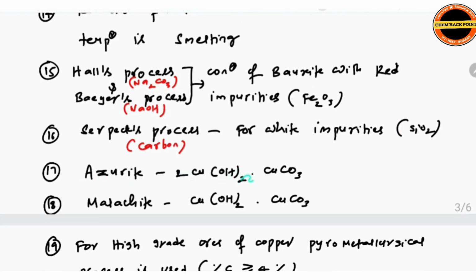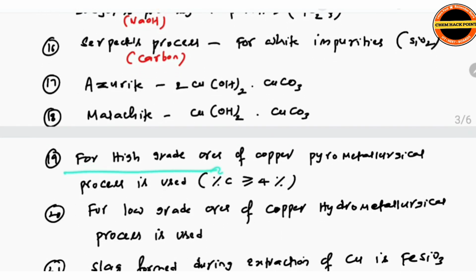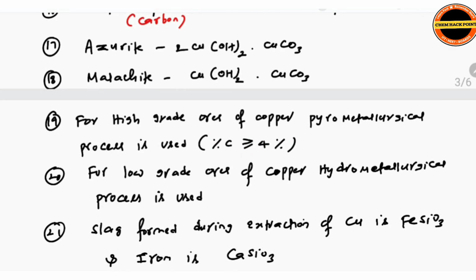Azurite, Cu(OH)2·2CuCO3, and malachite, Cu(OH)2·CuCO3. Formulas. For high grade ores of copper, the pyrometallurgical process is used. Pyrometallurgical process is a dry process where heating is required. Low grade ores mean the impurity is greater than or equal to 4%. For high grade ores, here it is not impurity, it is copper, greater than or equal to 4%.